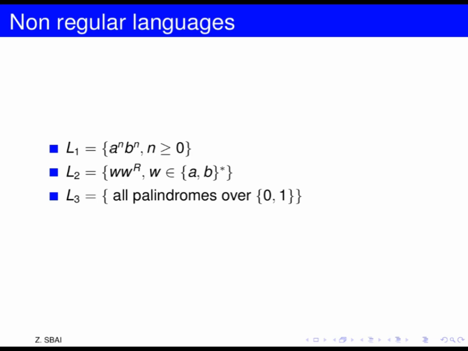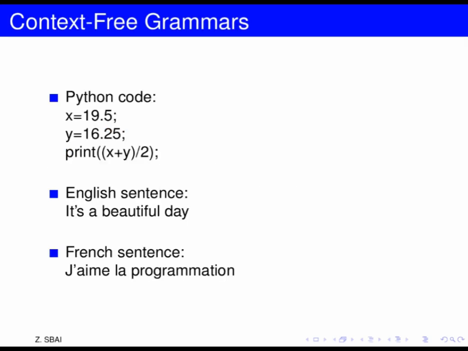And we proved by using the pumping lemma that A to the n, B to the n, for example, is not regular. Let's see now if there is a more sophisticated way to design this kind of languages. For this, let's dig into the context-free grammar concept.